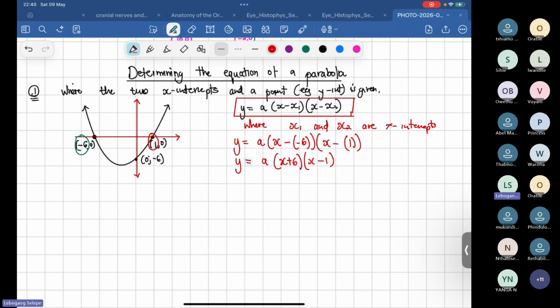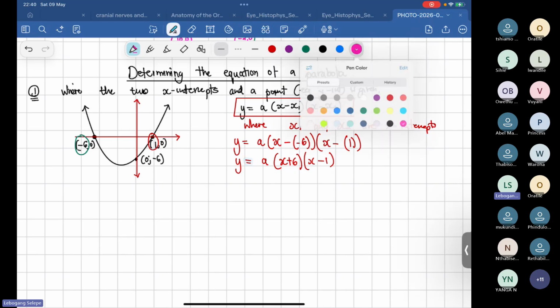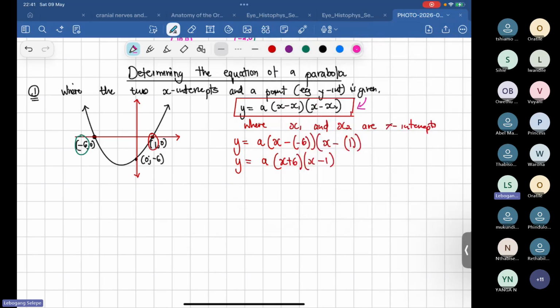Do you understand up till this stage? Do you see what I've done? I haven't done much. Basically, this is the equation that you use to determine the parabola if you know the two x-intercepts. Again, only if you know the two x-intercepts, guys, because you need to substitute the x-intercepts. That's what I've done here. You substitute x1 as -6, which is the first x-intercept. You substitute x2 as 1, which is the second x-intercept. Then you simplify.